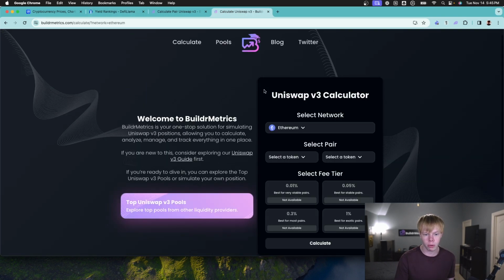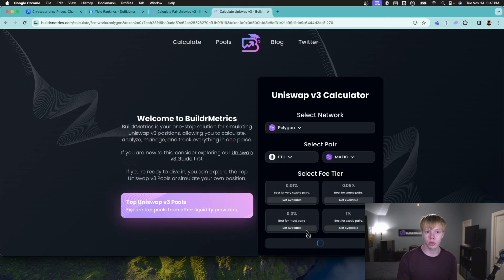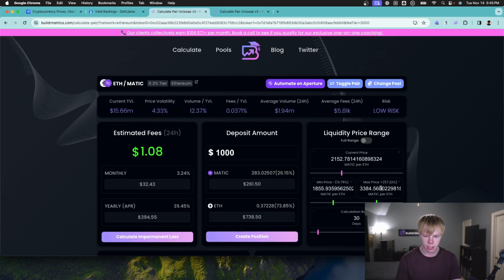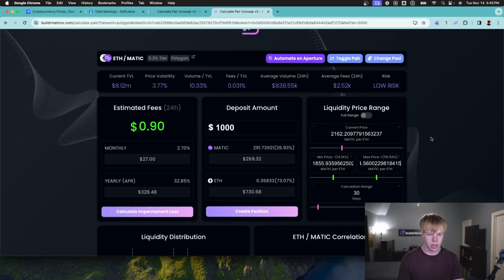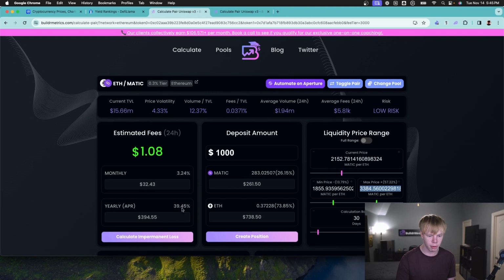So let's go ahead and check the Polygon one out as well and just side by side compare them. So we'll select Ethereum, we'll select Matic, and then pull it up in the 0.3% fee tier. And I'll just copy and paste my range. It was like 1855 to something like 33.84. And if we look at this, we're getting roughly 33% on the Polygon network, and we're getting roughly 40% on the Ethereum network.